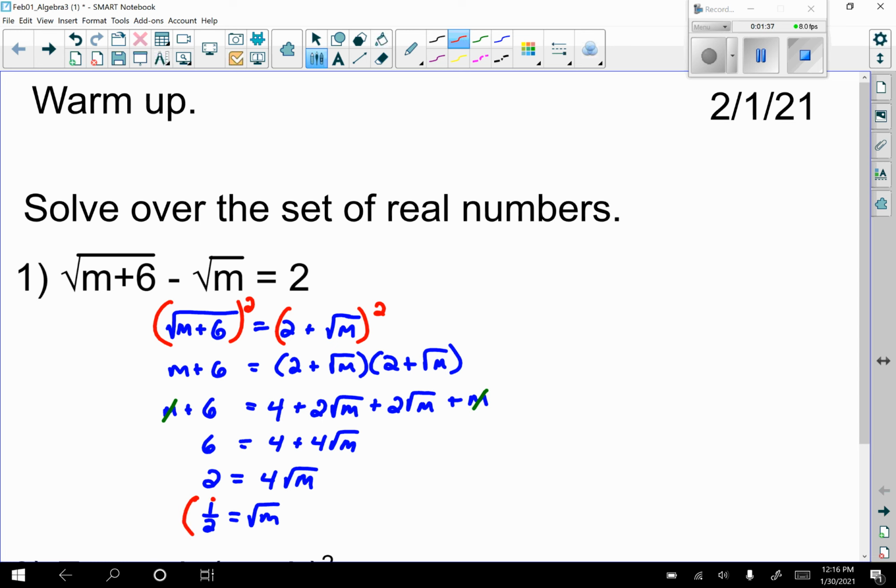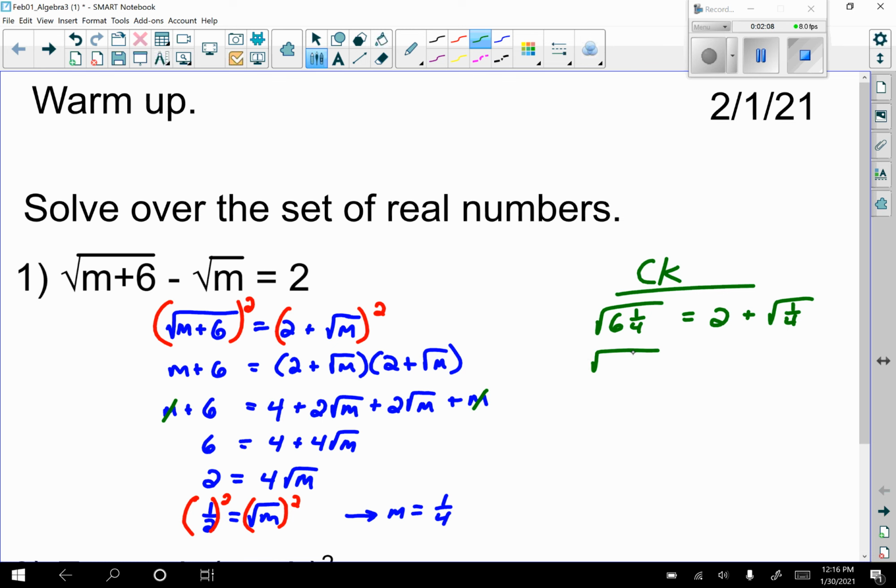Next, I want to square both sides to get rid of that radical around the m. If I square 1/2, that's going to give me 1/4. So m is going to equal 1/4. Now we're going to check this. We don't really get too many fractions as answers for these. But let's go ahead and say we have the square root of 1/4 plus 6. I'm just going to write 6 and 1/4 is going to equal 2 plus the square root of 1/4.